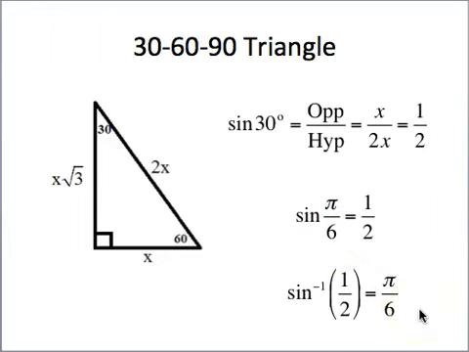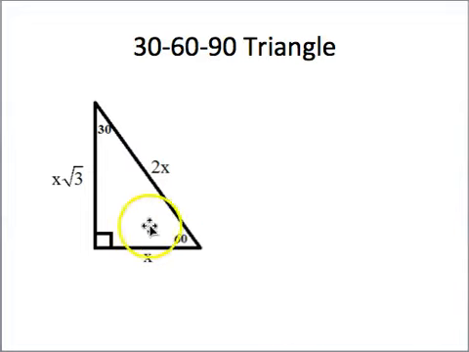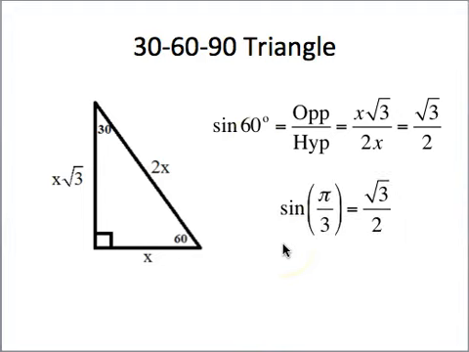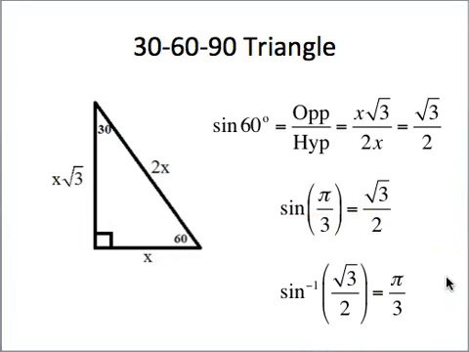Next we'll look at 60 degrees. Again, sine of 60 is opposite over hypotenuse, x root 3 over 2x will give us root 3 over 2. Now 60 degrees in radians is pi over 3. So the sine of pi over 3 is root 3 over 2. And then going backwards, the inverse sine or arcsine of root 3 over 2 would have to be pi over 3. So knowing the sine of 30 degrees and 60 degrees, we can get the inverse sine for those values as well.